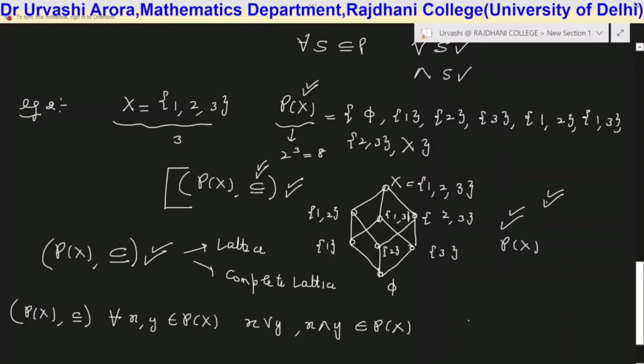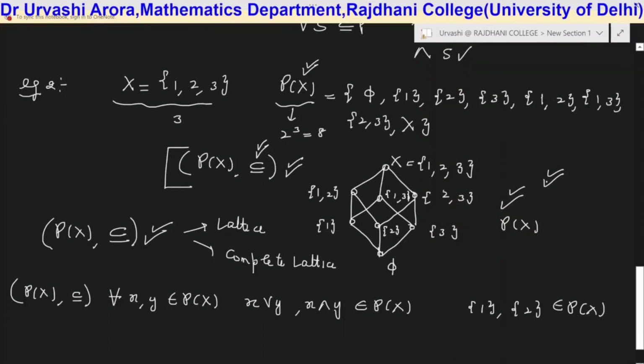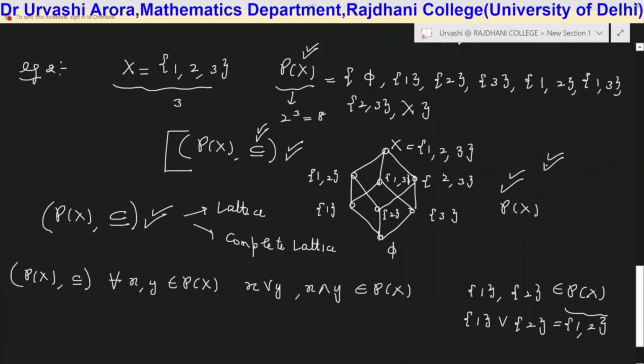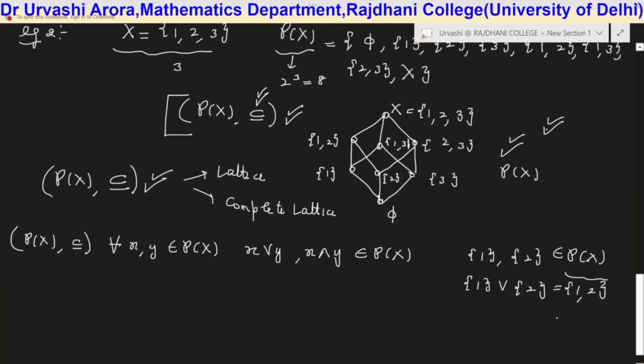So for example, if we take the elements {1} and {2} belonging to the power set of X, from the Hasse diagram itself we can see that the join of {1} with {2} is the element which is just at the top of {1} and {2}, the element which is greater than or equal to both of them, and this is {1,2}. This set {1,2} is not only an upper bound of singleton 1 and singleton 2, but it is the least of all upper bounds.